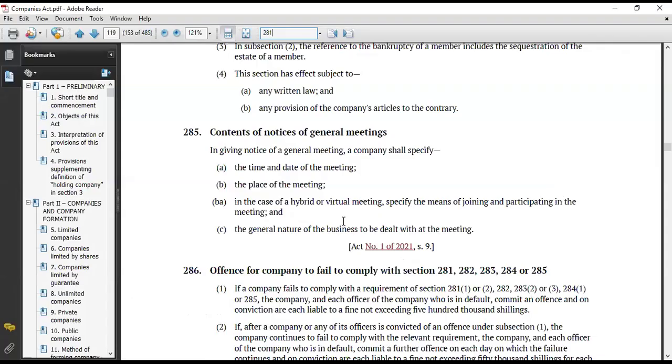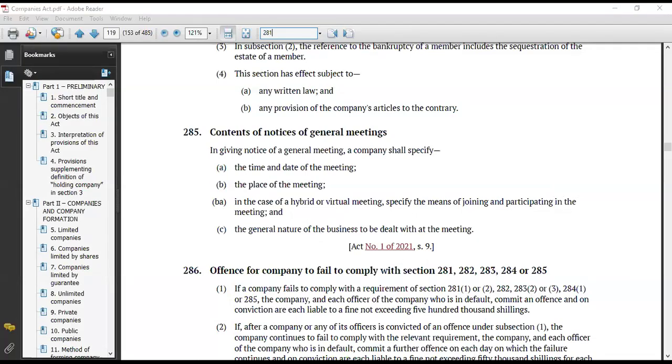So what is the content of notices of the general meeting? A notice must contain, yes, the contents of notices of general meetings. In giving notice of a general meeting, a company shall specify the time and date of the meeting, the place of the meeting, in the case of a hybrid or virtual meeting, the means of joining and participating in the meeting, and the general nature of the business to be dealt with at the meeting.